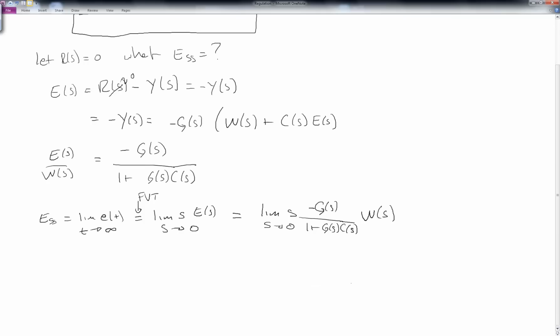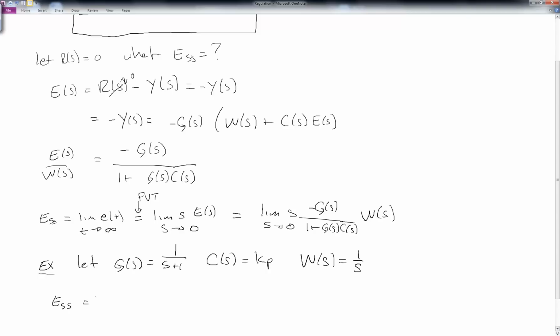Again, we can look at the same kind of example that we had in the case for tracking, where we let the transfer function G(s) be defined as 1 over s plus 1, and the control law is just a proportional control gain. In this case, we're going to do the same thing. We're going to let W(s) equal the step function, 1 over s. So we go ahead and notice that the system is stable.